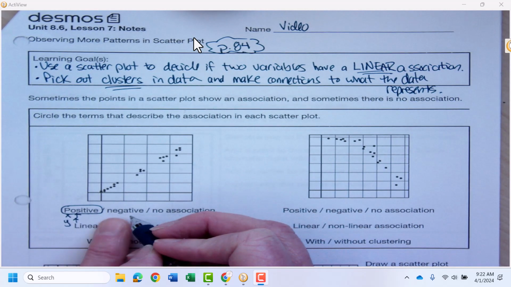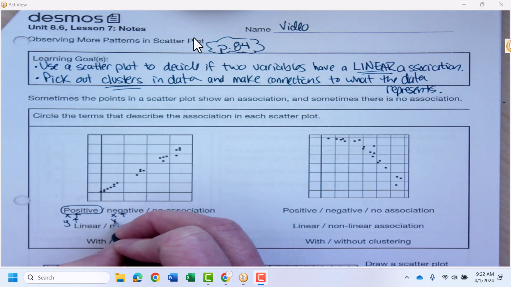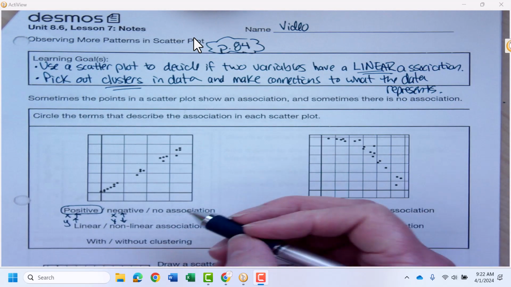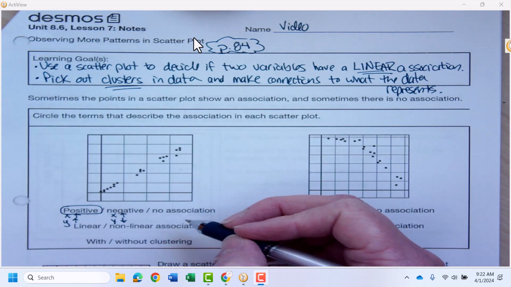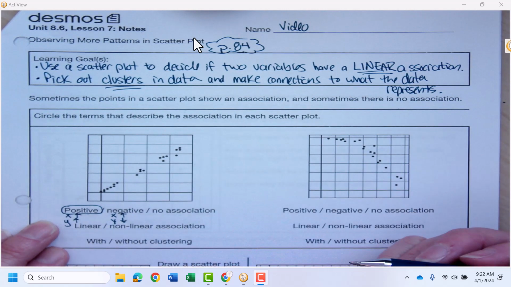A negative association, just to remind you, means that as x increases, y actually decreases. And that's not our situation here. And no association means that there's just no relationship between the two. So I know it's positive. As x is going up, y is also going up. That's what this pattern shows.